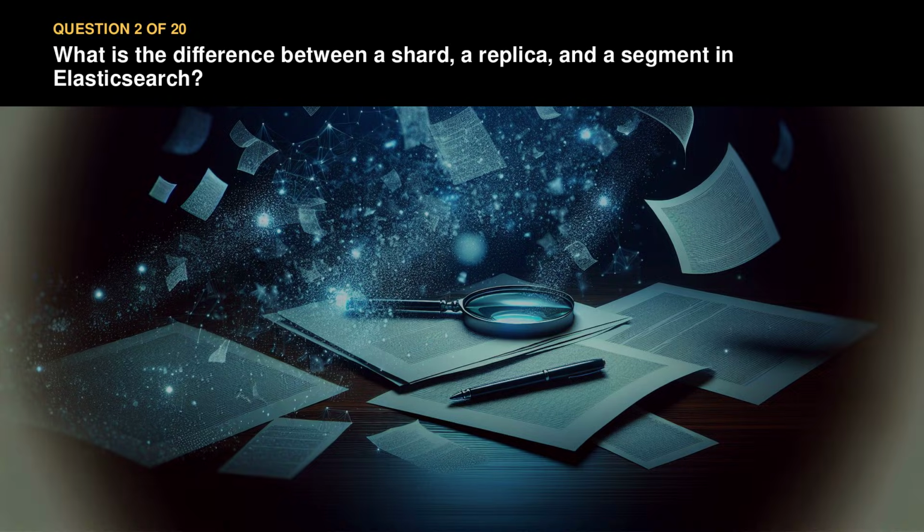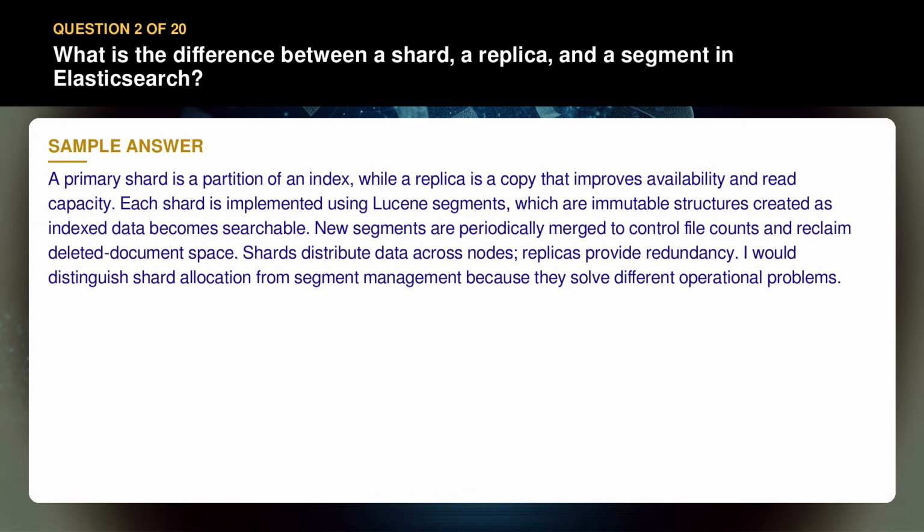Question 2. What is the difference between a shard, a replica, and a segment in Elasticsearch? A primary shard is a partition of an index, while a replica is a copy that improves availability and read capacity. Each shard is implemented using Lucene segments, which are immutable structures created as indexed data becomes searchable. New segments are periodically merged to control file counts and reclaim deleted document space.